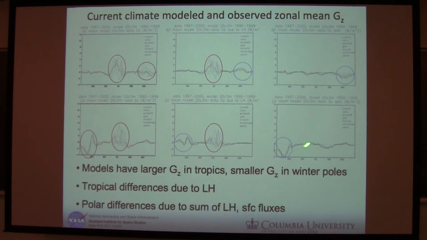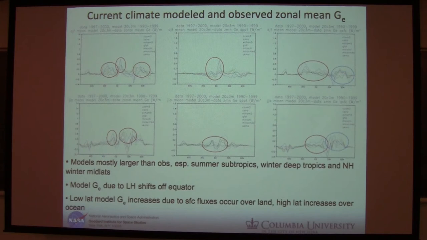Typically, models have smaller surface heat fluxes than observations. Radiative heating is often, in most cases, tropical. Tropical latent heating is mostly larger in the models than the observations. Models have larger GZ in the tropics, smaller GZ in the winter pole because of those two differences in the diabatic heating terms that I just talked about before. So while the overall GZ values are roughly similar between models and observations, they don't get the same numbers from the tropics and poles as we see in the observations.